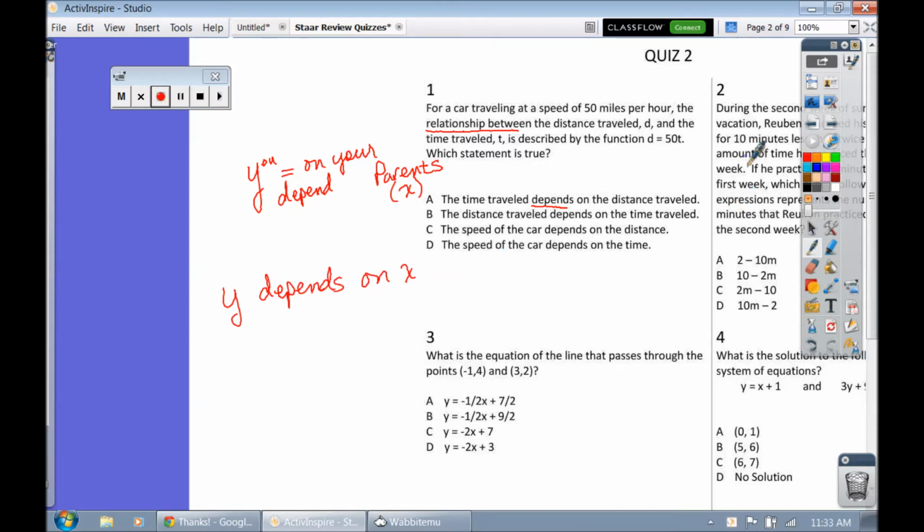So instead of having it as D equals 50t, write it in terms of X and Y. So Y equals 50x in this case. So we could say that the distance depends on the time. The Y depends on X, the distance depends on the time.